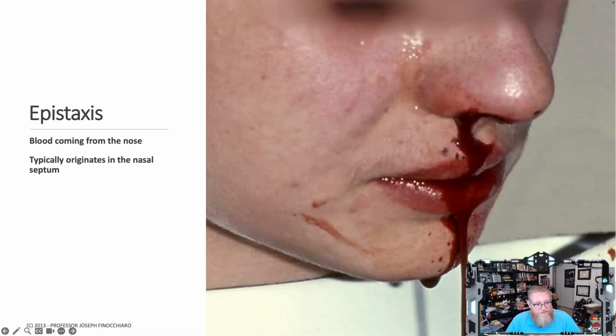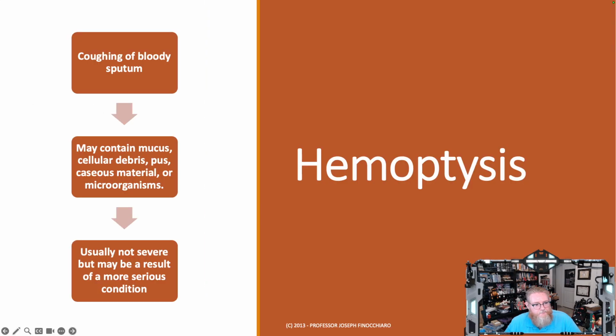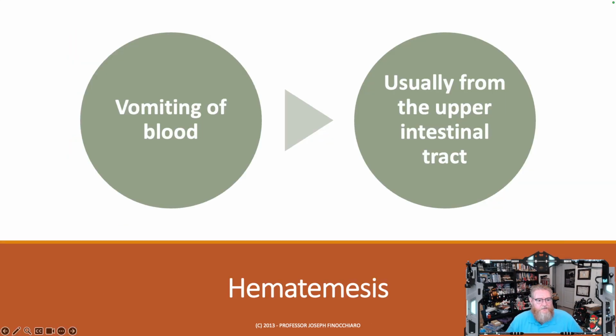Epistaxis is a bloody nose, typically originates in the nasal septum. Hemoptysis is the coughing of bloody sputum. It may contain mucus, cellular debris, pus, caseous material or cheese-like material, or microorganisms. Usually not severe, but may be a result of a more serious condition. And anything like this is always considered an other potentially infectious material, or an OPIM.